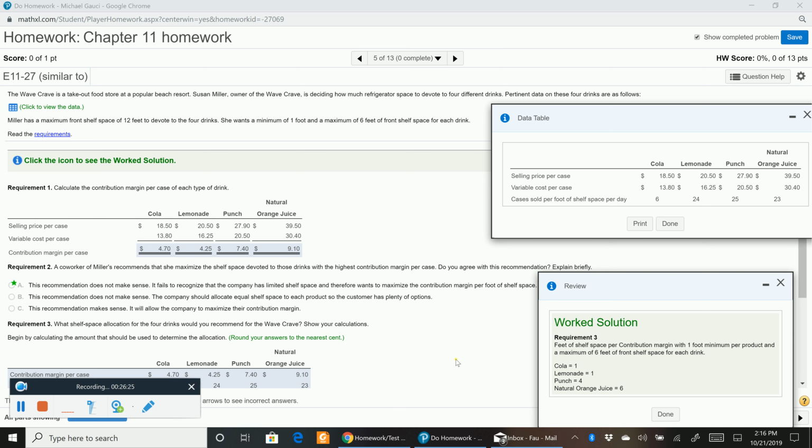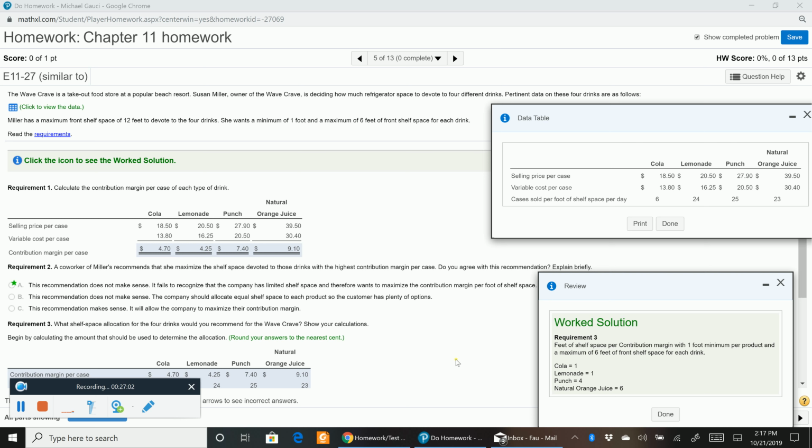In this next problem, we are dealing with a constraint. And a constraint is something that we are limited by. And in this case, we have a takeout food store at a popular beach resort. In this example, the takeout food store is called the Wave Crave. So Susan Miller, who owns the Wave Crave, is deciding how much refrigerator space they should devote to 4 different drinks. So we only have so much space in the refrigerator. We don't have unlimited refrigerator space.